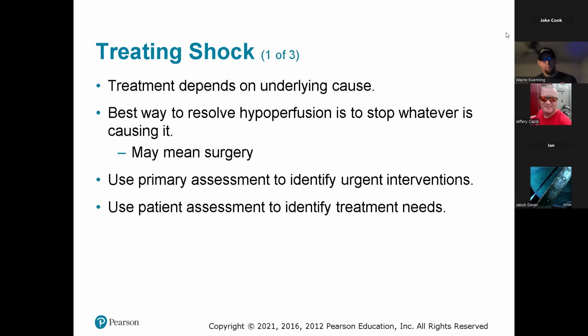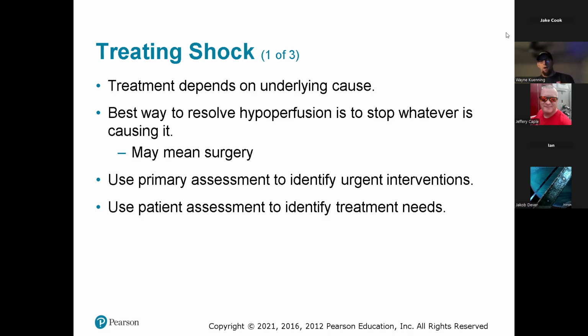Obviously, treating shock just depends on what is causing it. What is causing this patient to be in shock? The best way to resolve hypoperfusion or shock is to stop whatever's causing it, i.e. anaphylaxis, treatment for the allergic reaction: epi, Solu-Medrol, Benadryl, updrafts, etc. Stop the invader. Sometimes it means surgery. Sometimes it means that their spleen ruptured and they needed surgical intervention.